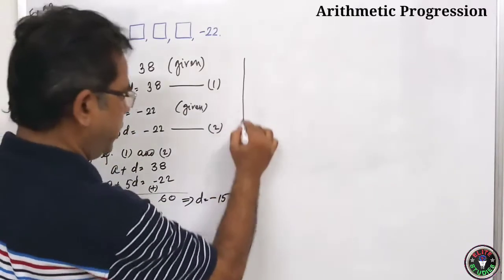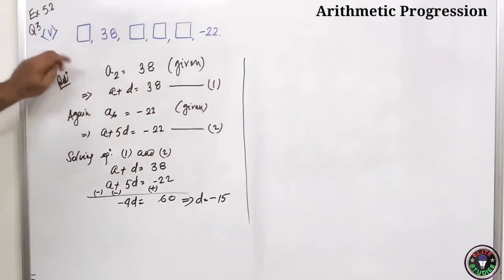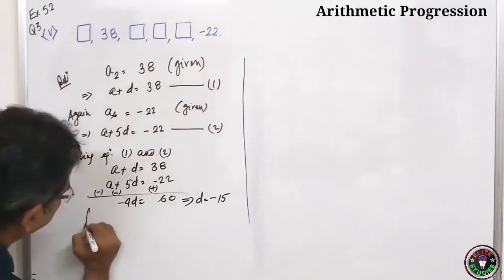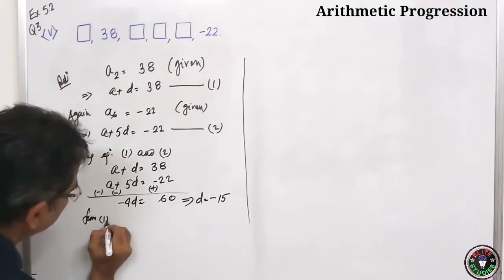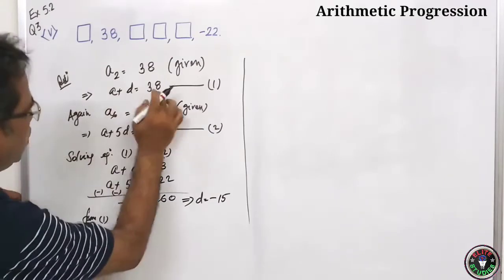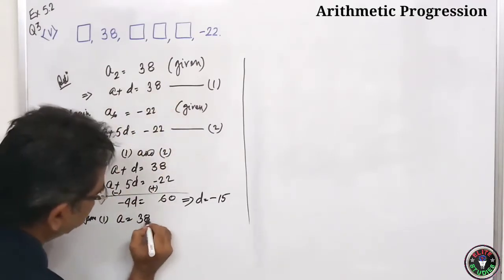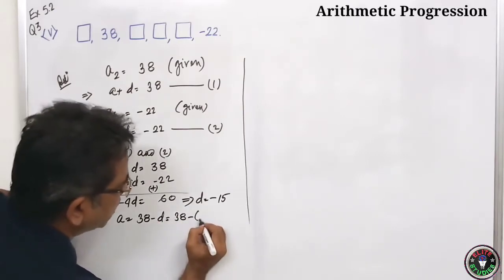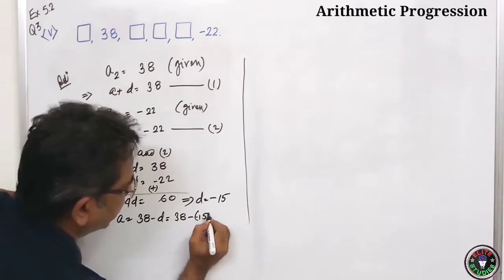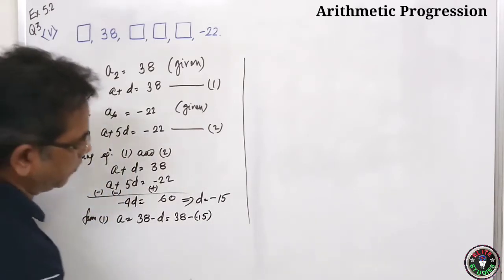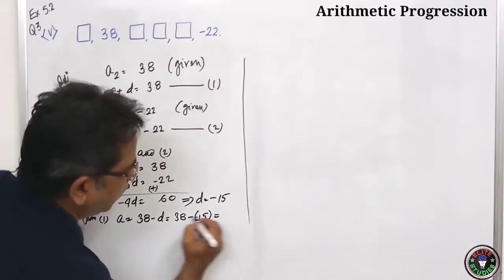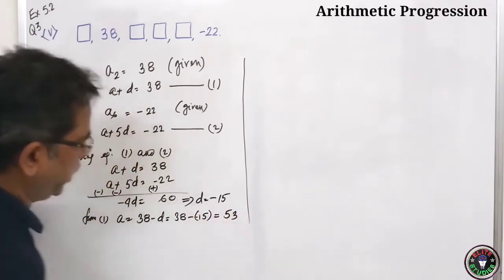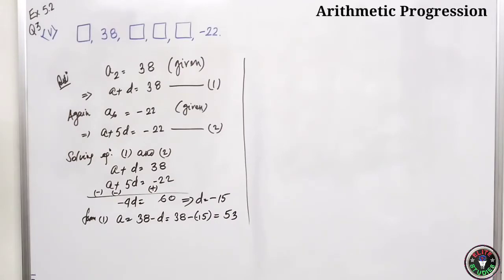Okay. Now you have got D. Now A we don't know. So from 1, A is equal to what? 38 minus D. So it will be 38 minus of minus 15. Minus of minus 15, so it will be plus. It will be 53. Clear? Now it is easy.